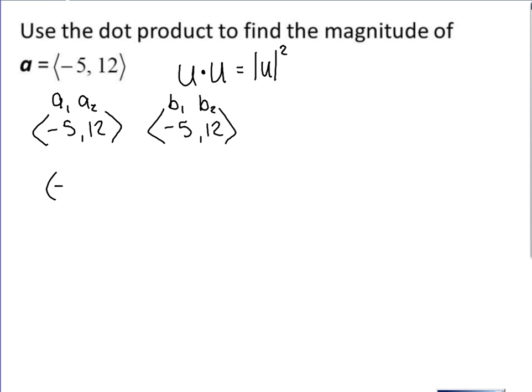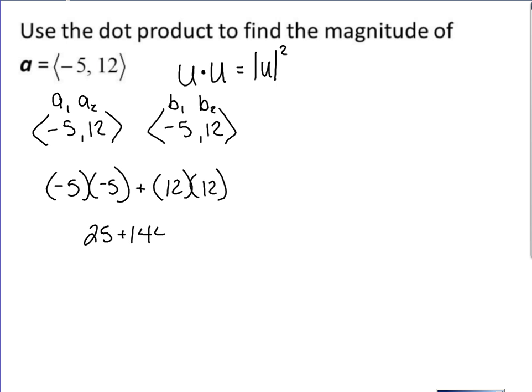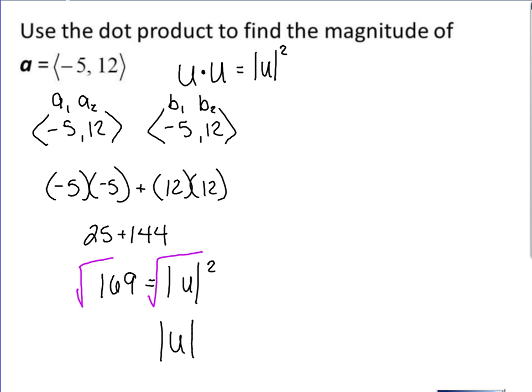This will be our A1, A2, B1, B2. So we're going to do negative 5 times negative 5 plus 12 times 12. This is going to give us 25 plus 144, which is equal to 169. Now that is equal to the magnitude of vector u squared. To get the magnitude by itself, we are going to take the square root of both sides, and the magnitude of vector u will just be 13.